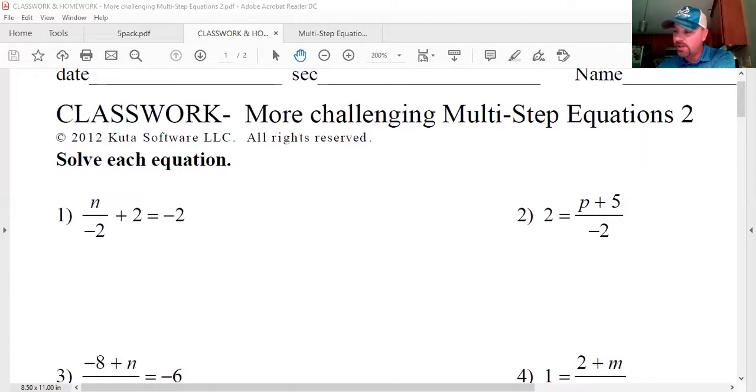Let's go ahead and plug it in here. So if n is +8, 8 divided by -2 would be -4. Plus 2 should equal -2 if I got the right answer. So look at that. Is that right? -4 and +2 equals -2. That's true. That's true. So n really is 8. Okay. All right, let's go back to this worksheet.